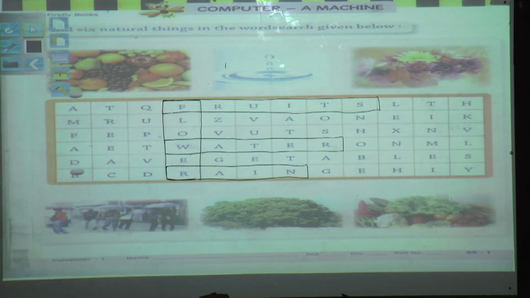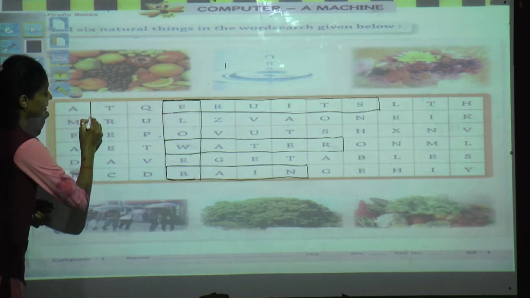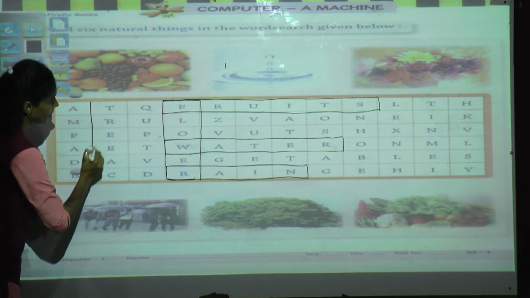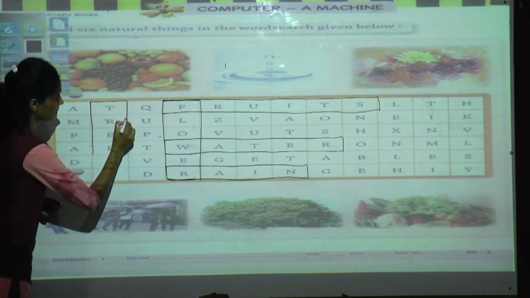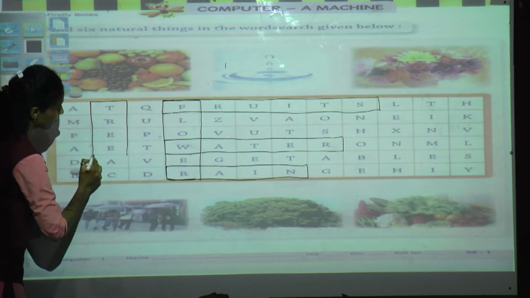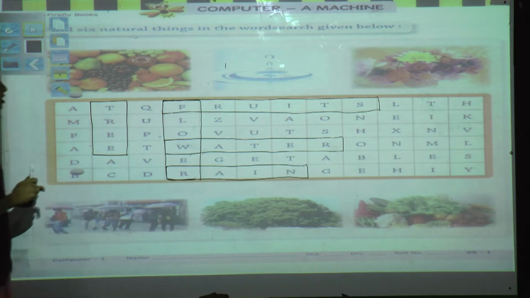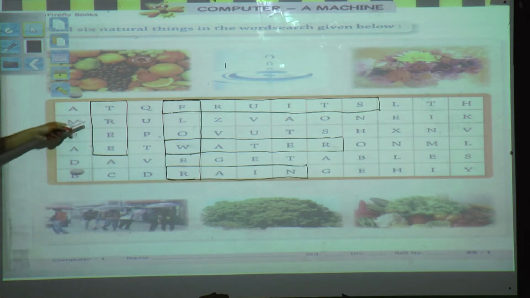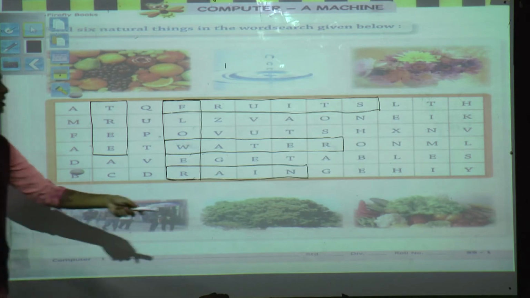Then what is this? Tree. Good. What is the spelling of tree? T-R-E-E. Where can we see the spelling of tree? Tree. We have to find the spellings, and using a pencil, we have to draw a box around the spelling. This is tree.